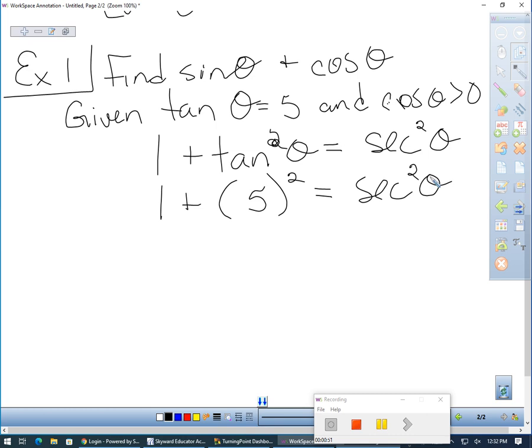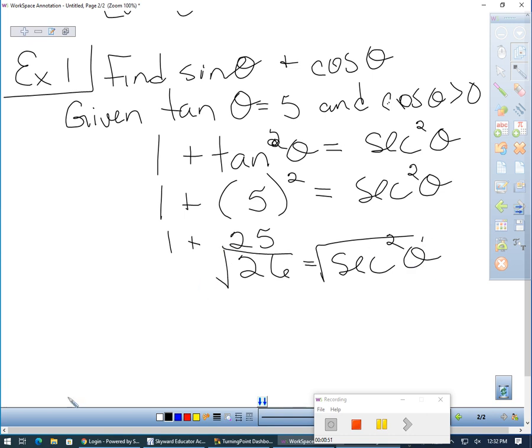5 squared is 25, right? So we have 1 plus 25, or 26 equals secant squared. So then to get rid of the squared on secant, I'm going to do what to both sides? Square root it. And technically, when I square root a variable, I should get plus and minus. But at the beginning, we know it's got to be positive. Okay? So we know that secant theta equals the square root of 26. That's what we just found.